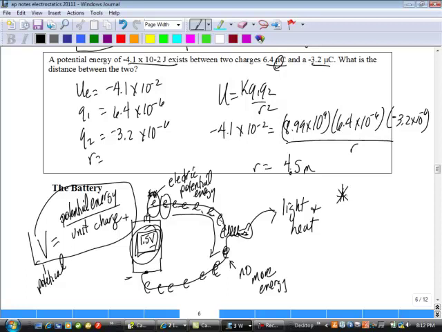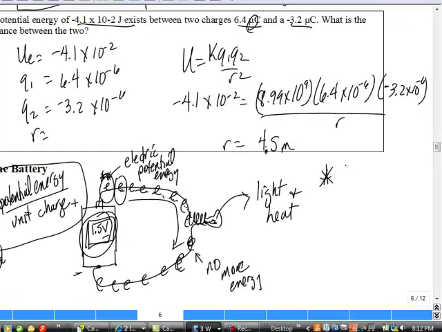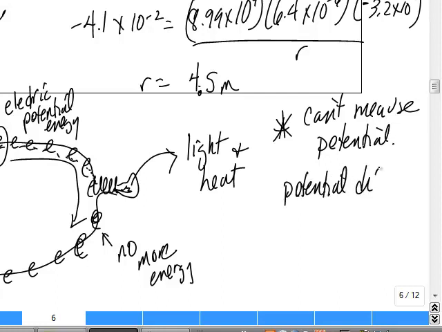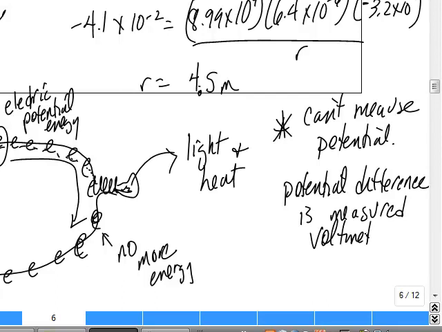Now what makes this so difficult is all these name changes. We can't measure potential. Boy, spelled that well. We can't measure potential at all. We don't have a little device that we can stick on and calculate potential. What we can measure, though, is potential difference. And potential difference is measured with something called a voltmeter. And a voltmeter is able to measure that potential difference.